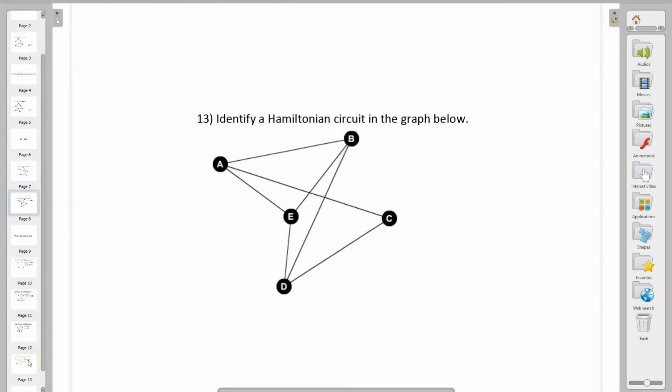Question 13. Identify a Hamiltonian circuit in the graph below. Remember, for a Hamiltonian circuit, we have to start and end at the same vertex and go through every vertex only once, except for the last vertex where we end up.